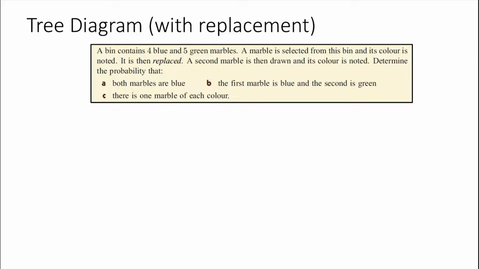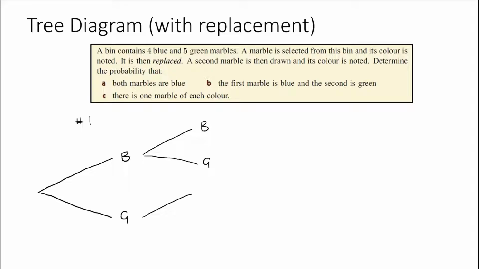So we've got our pick number 1, our first pick. We're going to have 2 branches because it can be blue or it can be green. On our second pick, we also have the probability of drawing a blue or a green. Pick number 2.